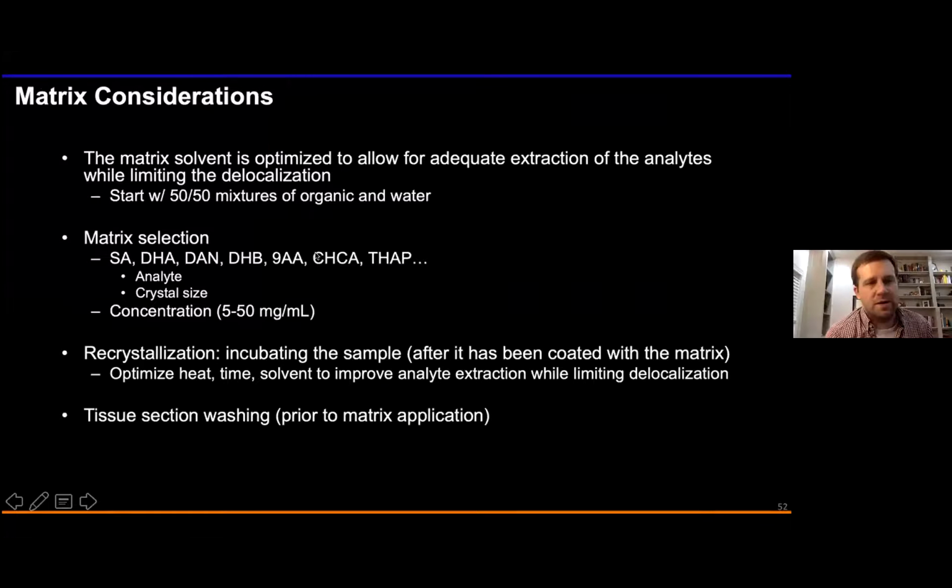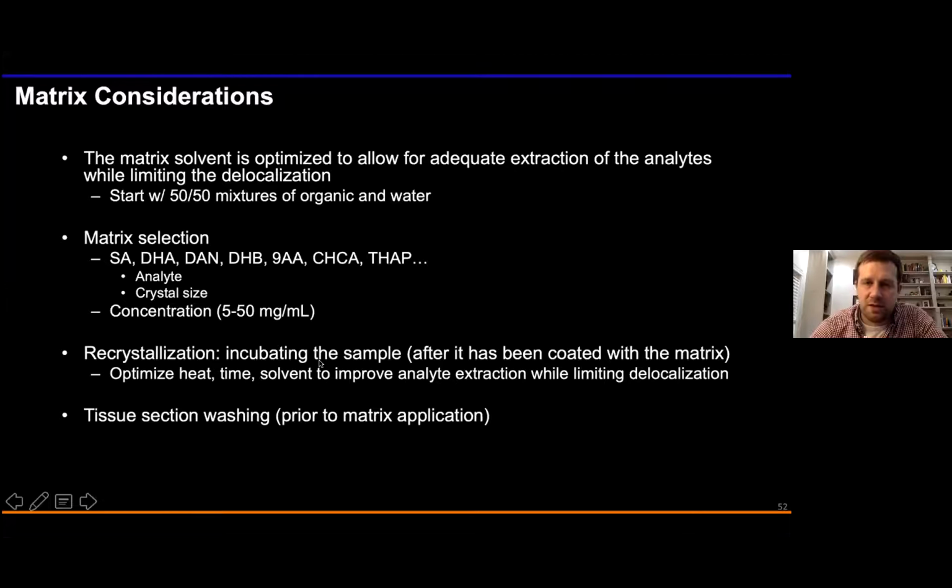Okay, so some of the considerations of the matrix selection. We can optimize the identity and the solution of the matrix to facilitate the best extraction. Some of the matrices form different crystal sizes than others. Some of them are better for certain classes of analytes, positive and negative mode. There's a whole database of information out there where you can look up some of these things, and a lot of it is also done empirically. So when we start a new experiment or a new project, typically we'll screen matrices that are appropriate for this. Additionally, recrystallization can be used as well.